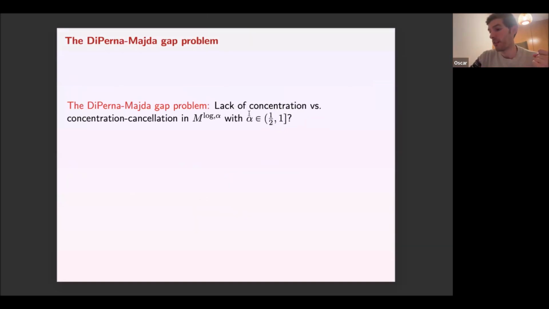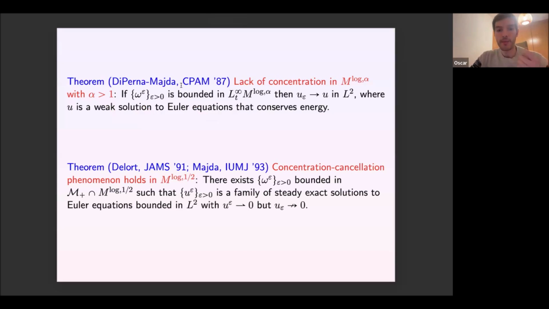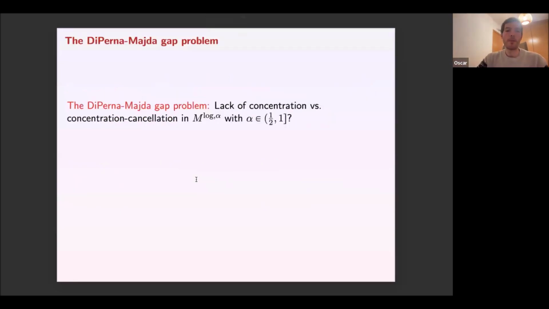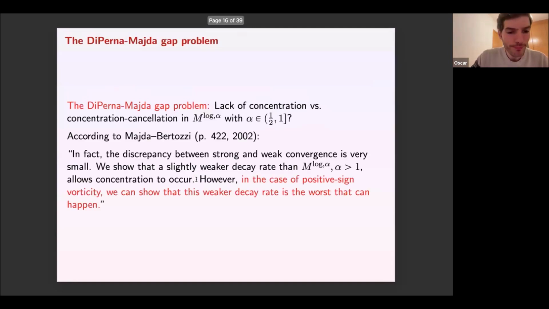So what's happening here? Can we update the DiPerna-Majda result going down in alpha from 1 to 1/2, or maybe one can update the negative result by Delort going from 1/2 to 1? So what happens in this remaining range? This is the DiPerna-Majda gap problem.